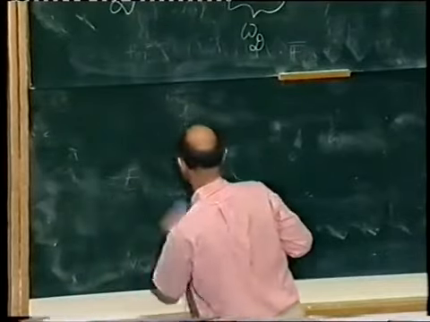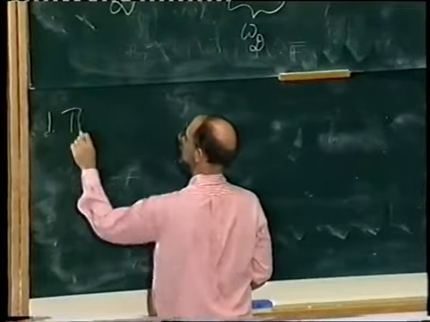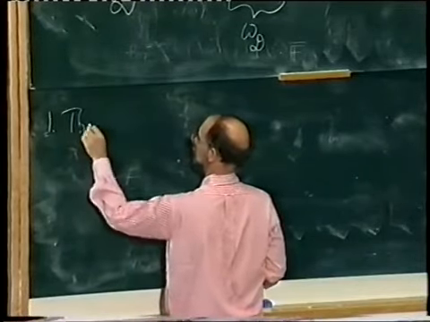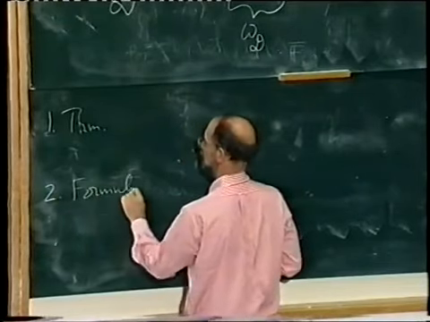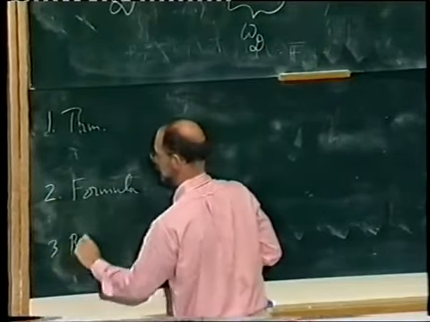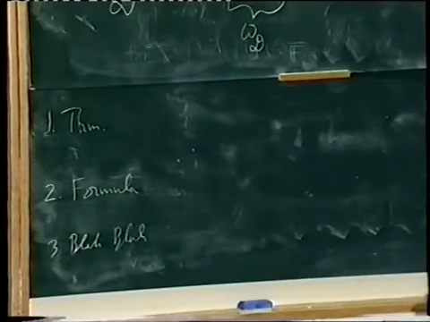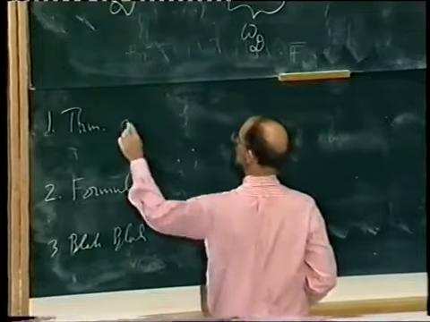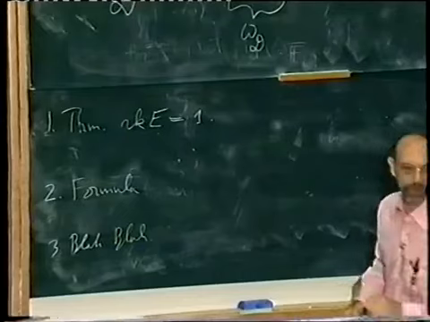Maybe three things quickly. First of all, theorem. Second of all, formula. Third of all, blah, blah. Okay? So the theorem is the following. Suppose that the rank of E is 1. So the rank 1 case.